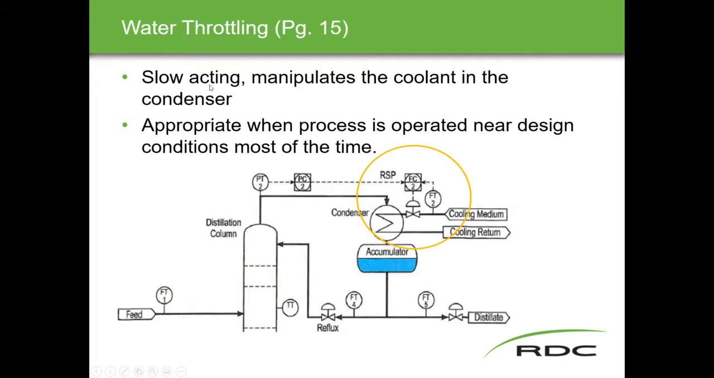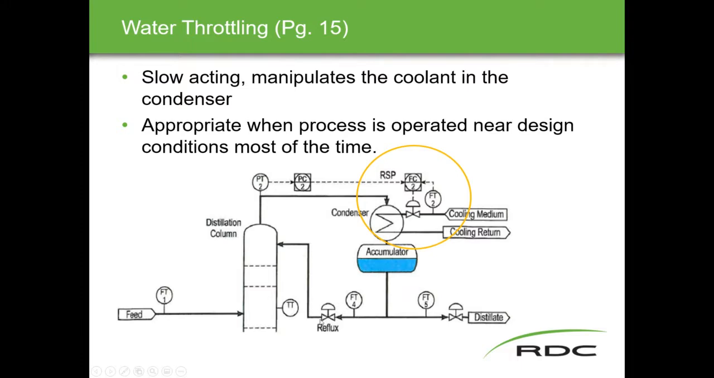Characteristics of the water throttling method here. They're slow acting because it manipulates the coolant in the condenser. Again, the condenser is a big capacity device, so it takes some time for temperature to change, so it's slow. This is appropriate when the process is operated near design conditions most of the time. In a perfect world, I guess that would happen. So water throttling, be able to identify what's going on here. And you'll see as we go by here, nothing going on with these transmitters at all, right?